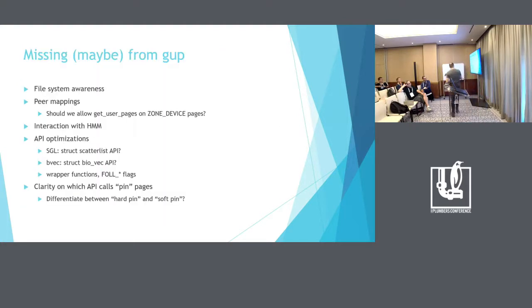Right. Okay. So this is kind of the same thing. So file system awareness. In other words, if you call get user pages, and then the file system is also operating on that, it's all broken. For the peer mappings, one of the ideas that we want to stack on top here is, I think we want to say, okay, you've got these zone device pages. What happens if you call get user pages on those? Well, it seems like a cool idea if you set up bar mappings at that point. That makes sense in some cases. We want to define the interaction with HMM, with the HMM range fault. And then, again, should we have these different APIs?